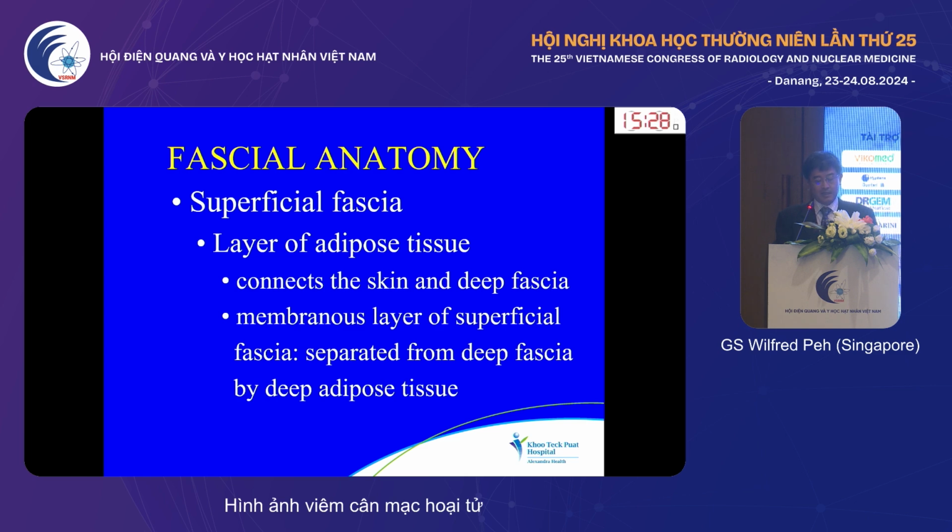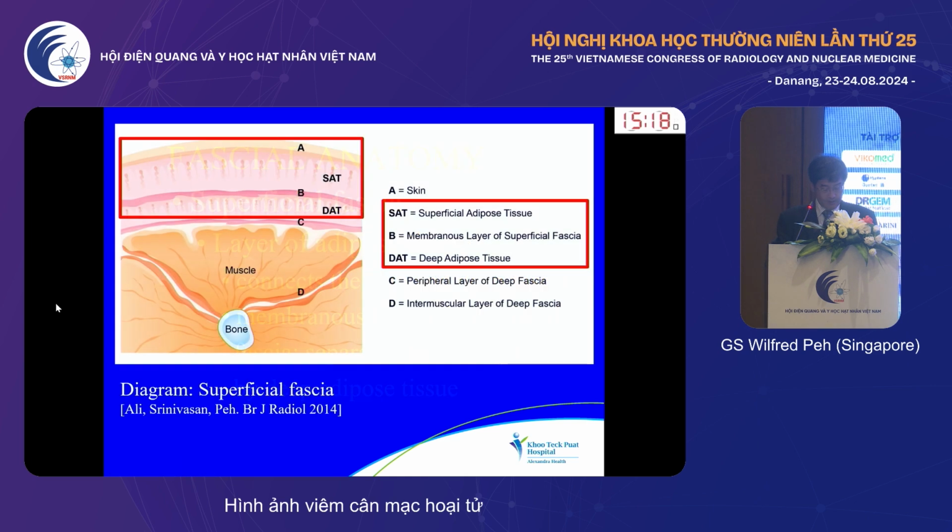In between the superficial adipose tissue and deep adipose tissue, there's a membranous layer of superficial fascia. So as shown in this diagram, the red box indicates the superficial fascia. So this is superficial adipose tissue, the deep adipose tissue, and this is the membranous layer, which you can sometimes see labeled as B.